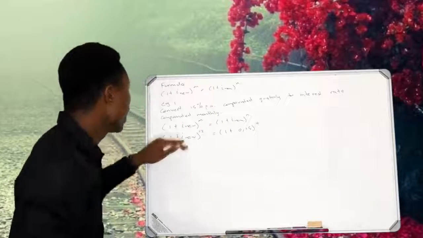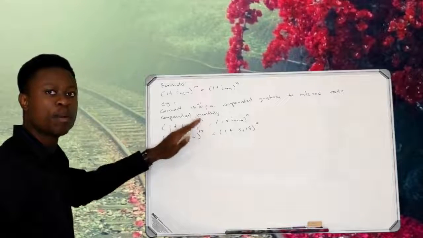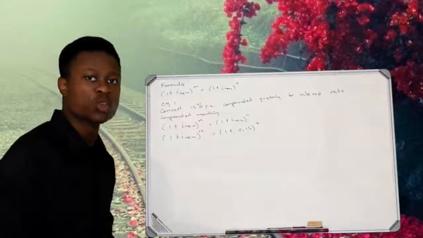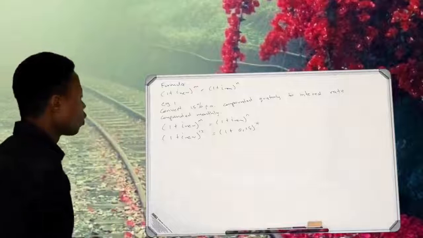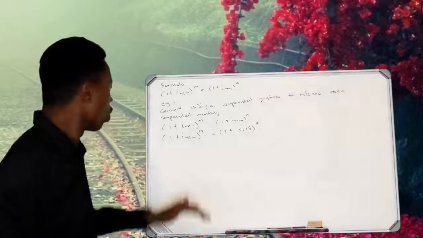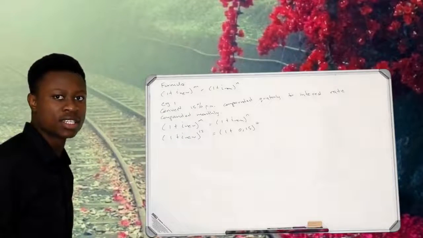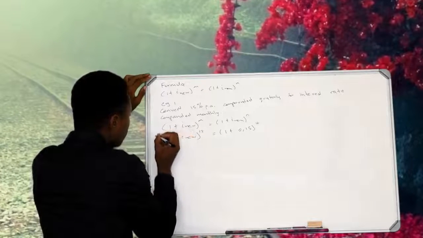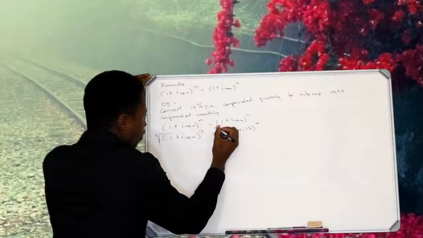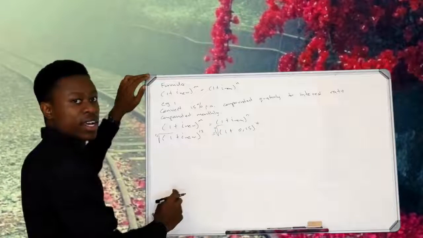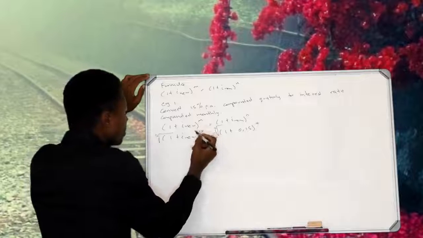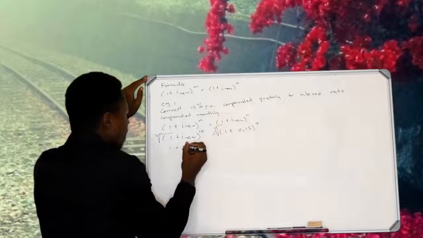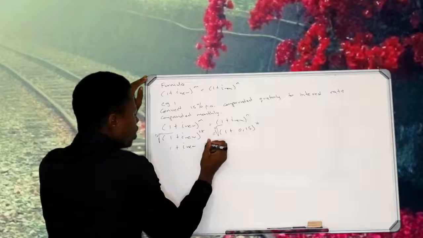But first, how do I eliminate the exponent? The exponent 12, I want to get rid of the exponent 12. So what do I do? I take the 12th roots on both sides, right? If I take the 12th roots on both sides, what do I have on this side? The root and the exponent will cancel out, and there will be no more exponent 12. So this will be 1 plus i nu is equal to.